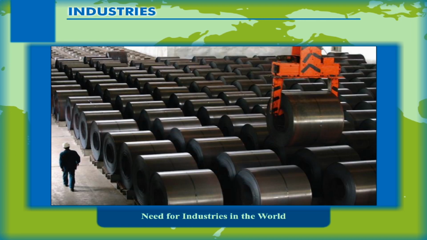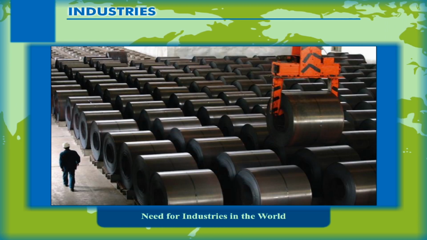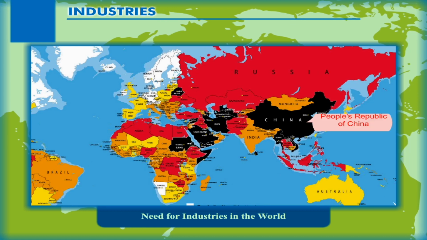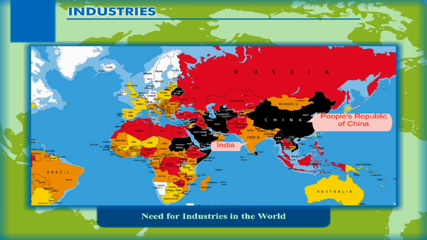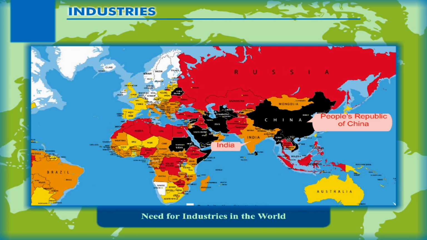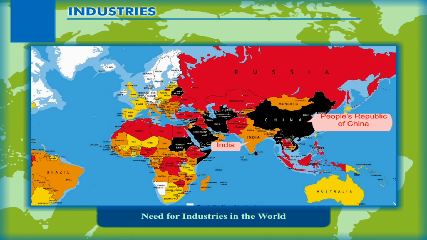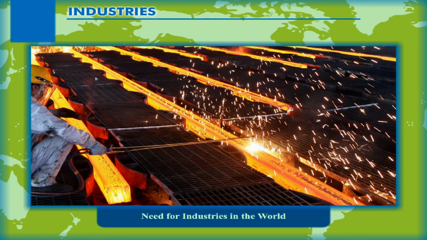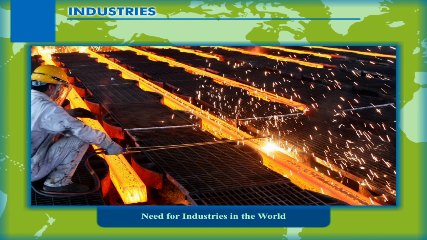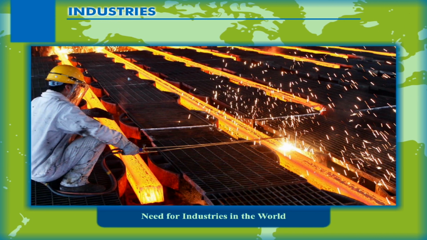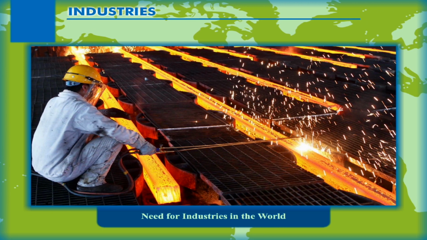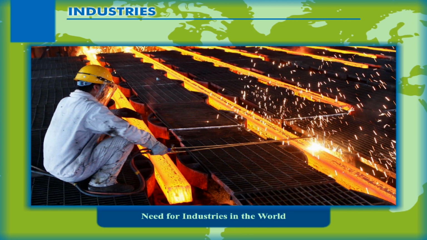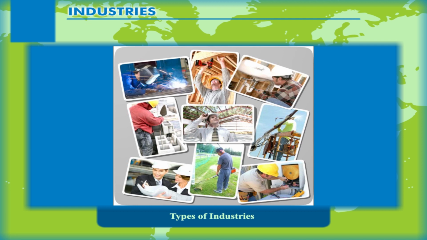Many developed countries and many developing or semi-developed countries like the People's Republic of China, India, etc. depend significantly on manufacturing industry. Industries, the countries where they are located, and the economies of those countries are interlinked in a complex web of interdependence. Types of industries. Industries are classified into several categories based on certain criteria.